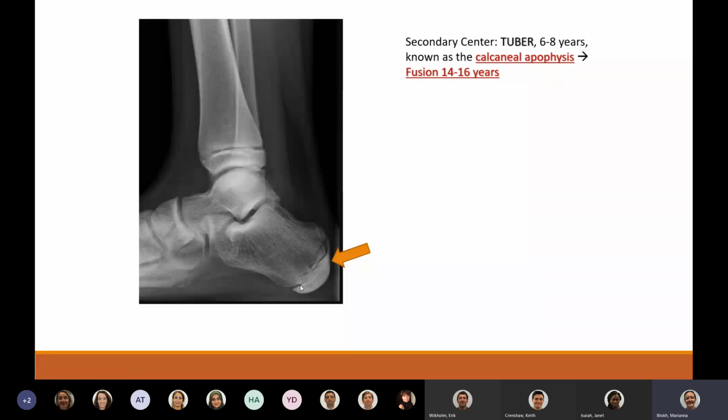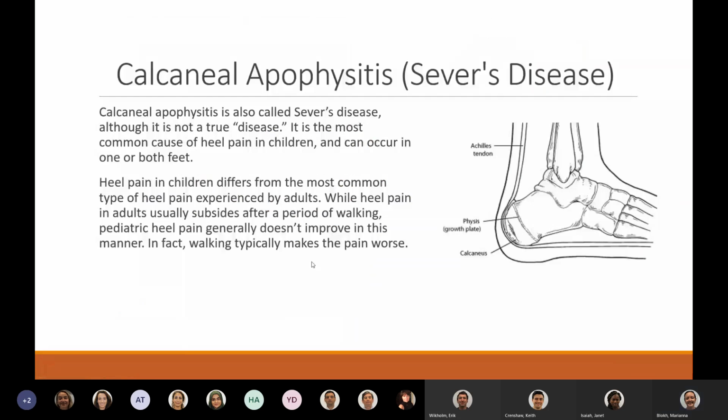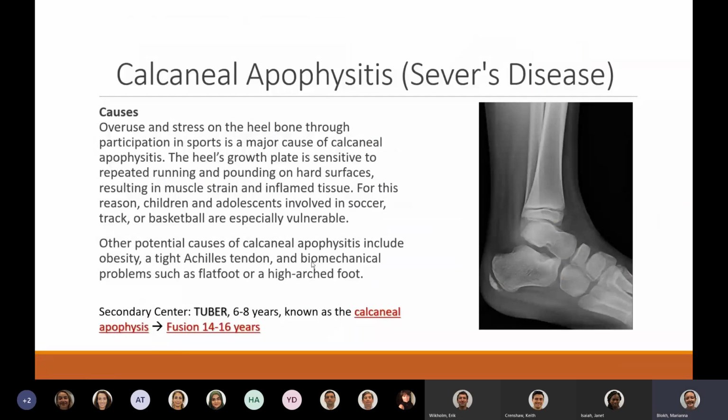Can it get injured sometimes with trauma, and can it get interrupted? Of course, but that's not what they're looking for here. This is not sports part 2 or 3. This is just understanding normal anatomy. They're trying to get you to answer about the secondary center, which starts to appear at 6 to 8. That's referred to as Sever's disease. It's not really a disease, it's a normal process. It's a misnomer in that sense.